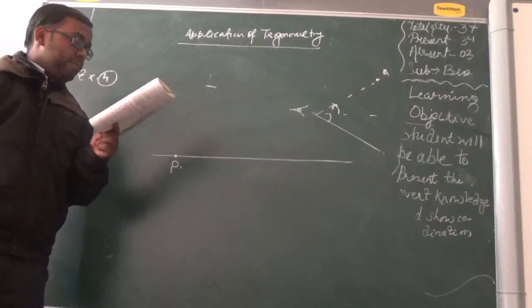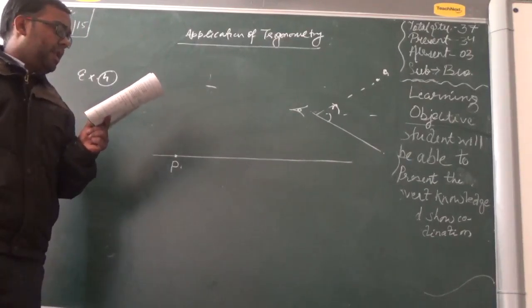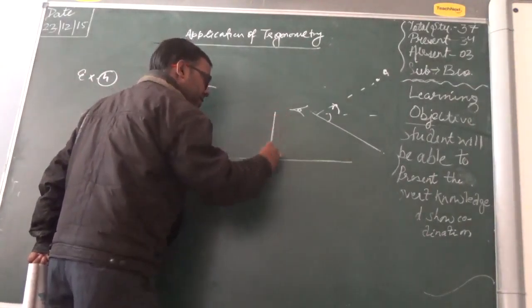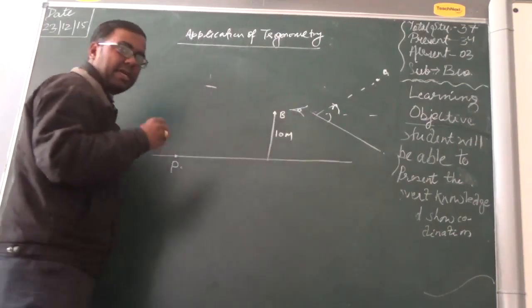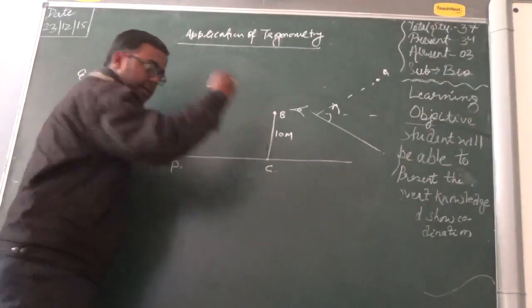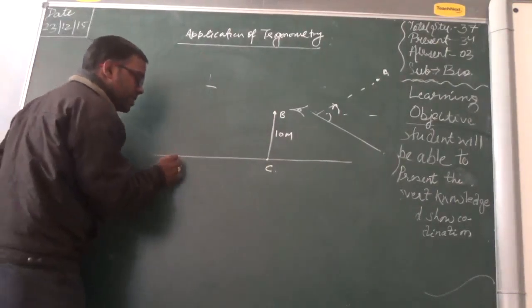From a point P on the ground, the angle of elevation of the top of a 10-meter tall building is 30 degrees. A building is here. This is the 10-meter tall building. Suppose the top point of the building is B, and the base point is C. The angle of elevation is 30 degrees. This angle is 30 degrees.